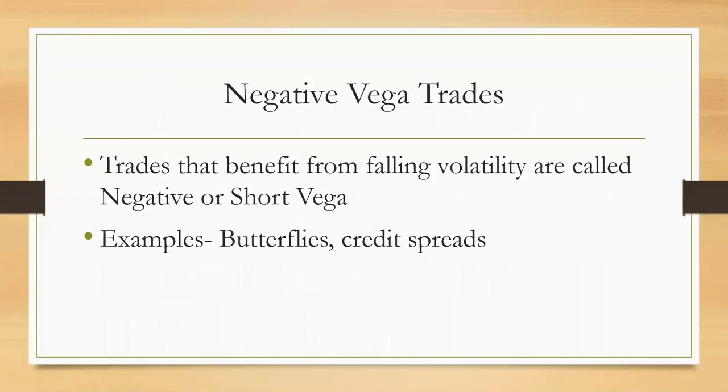Okay. Negative vega trades benefit from falling volatility, and these examples are butterflies and credit spreads. So if you think about the 20-40-60, you enter at low volatility, and as long as it stays low during the course of the trade, everything works out. But if you get a spike in volatility, you get problems. And we will illustrate that further here.